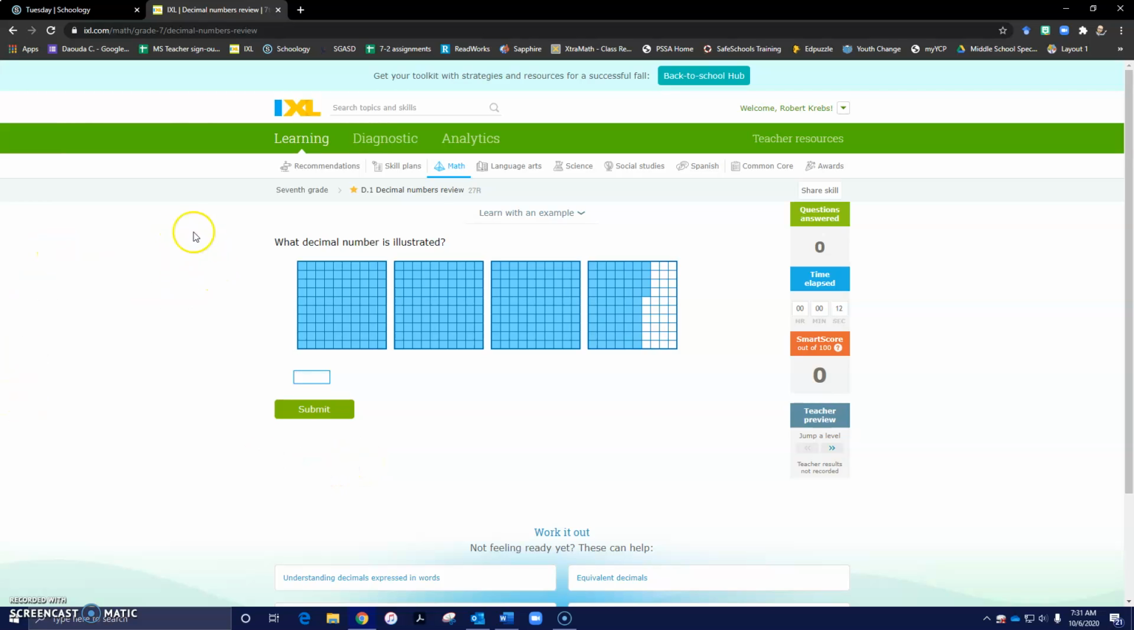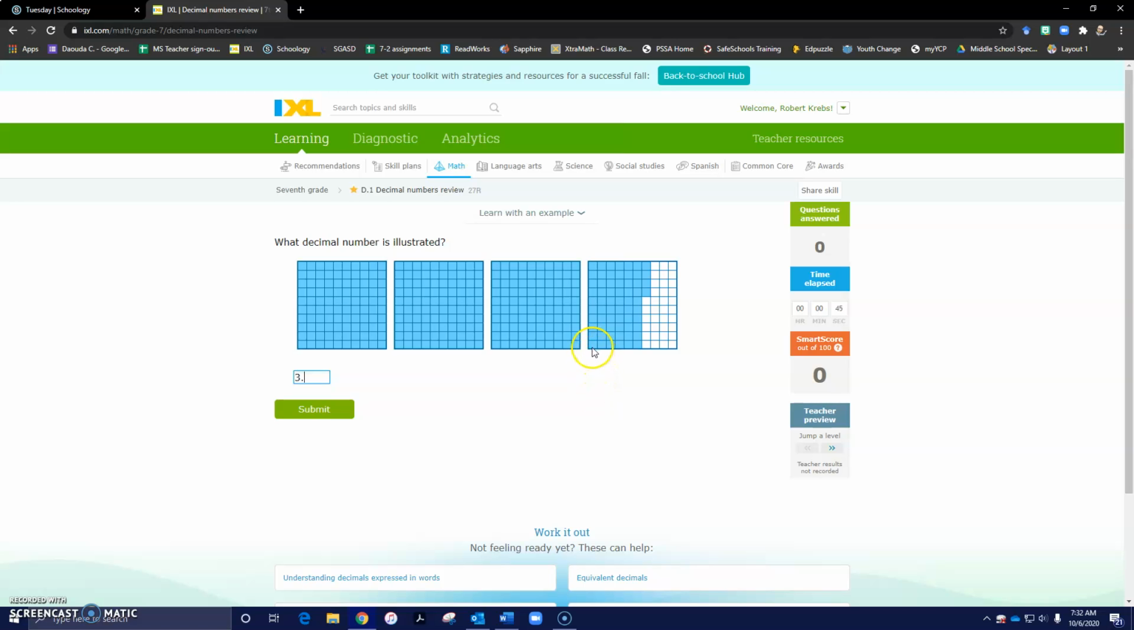For this one, this reviews a lot of different things. We can see here, it's asking what decimal number is illustrated, and I have a bunch of these blocks, these number tiles that are filled in. Obviously these are 10 by 10 squares. These each represent 100 pieces of one whole. So I have 3 whole squares that are filled in, and then one that's partway filled in. So I know my answer is going to be 3 point something. I have 3 whole pieces and then a part of something.